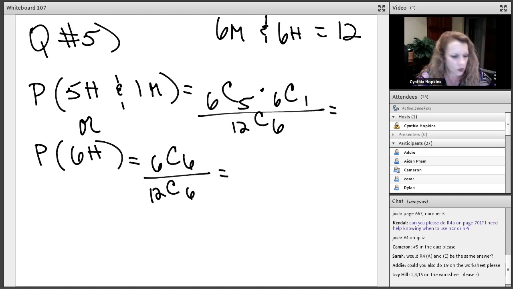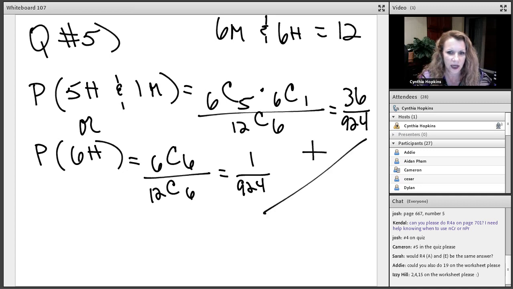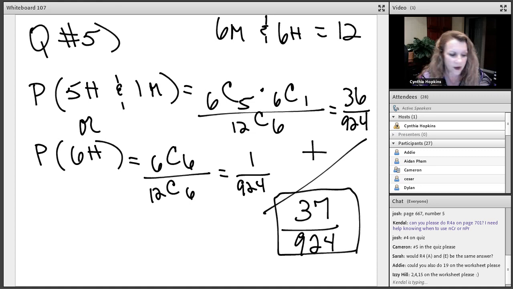Okay, so let me get this. My 6C6 down here is 1 out of 924. And the other one is 6 times 6, or 36, out of 924. So we add those together and get 37 over 924, and that fraction does not simplify.